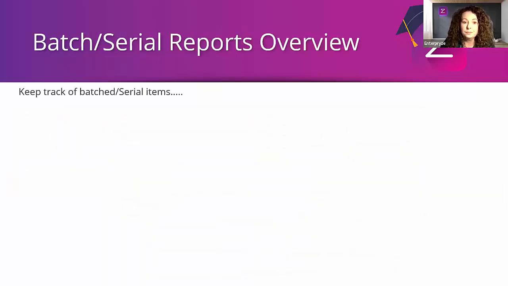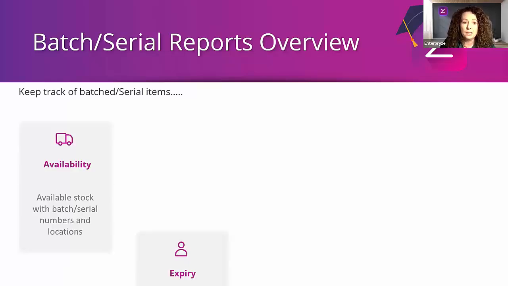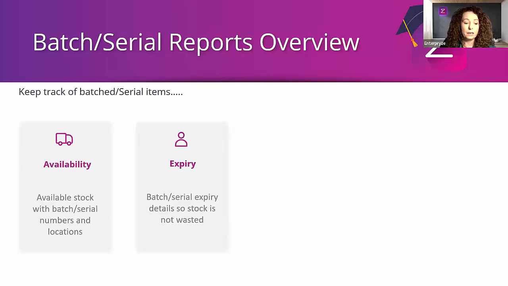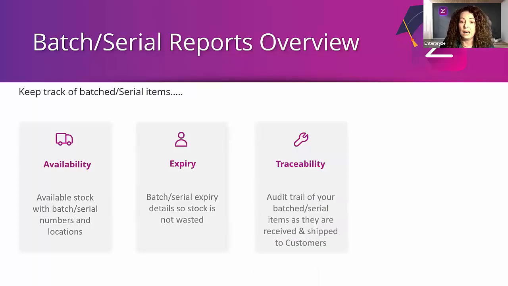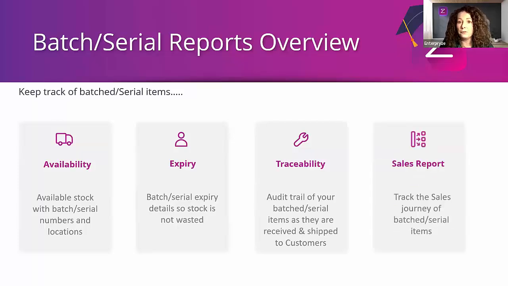You've obviously got a multitude of batch and serial reports: availability, expiry. We've also got the traceability, and of course we've got the sales report. So a full audit flow of when those items are received into stock and the batch numbers are allocated. What receipt did it come in on, was that a goods receipt PO, or was that a goods adjust in? If it was issued out of stock, was that a sales delivery, or was that a goods adjust out? So all of the different information.